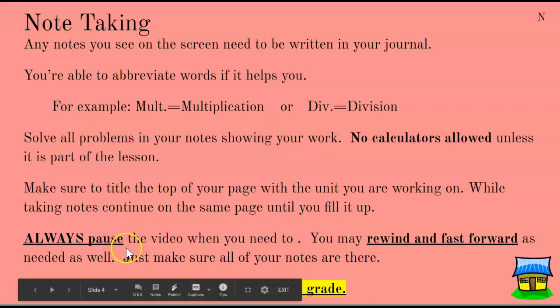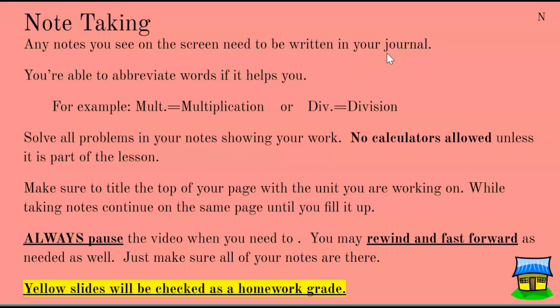Always remember that you can pause the video if needed. You can rewind it if you didn't understand something, fast forward it. You can speed up my talking. You can slow my talking down if I talk too fast.